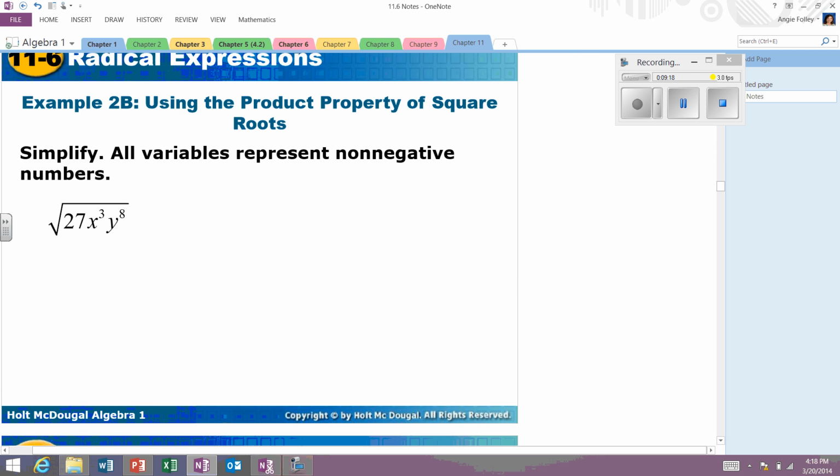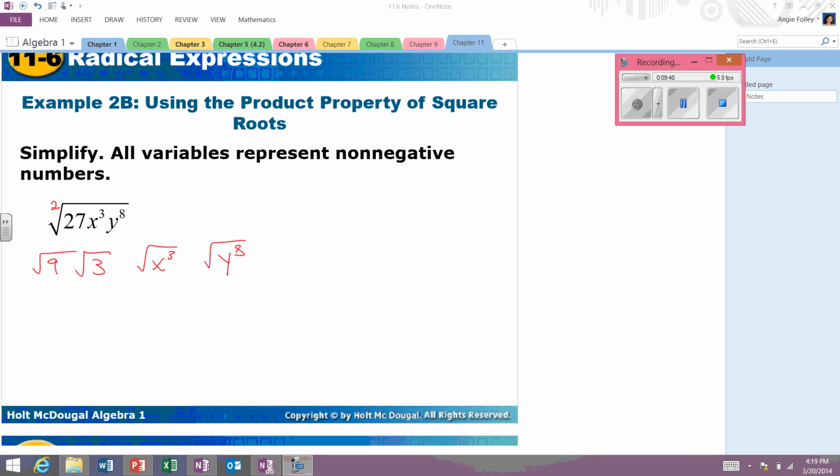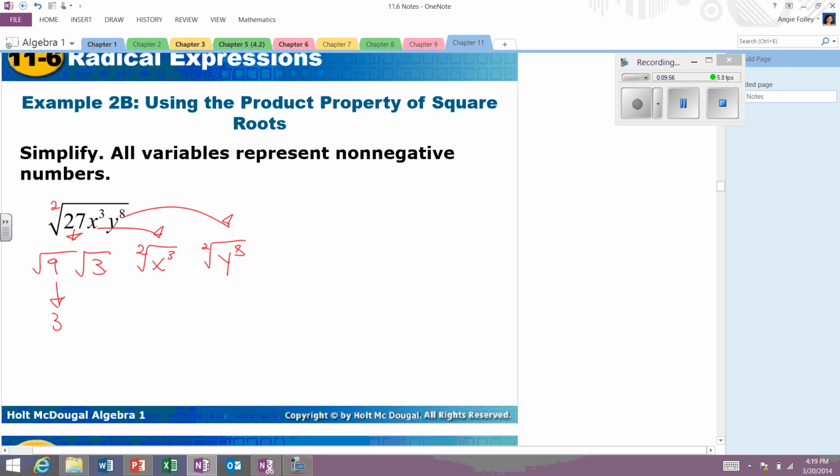Let me show you on this next one. Okay, so we know that we can rewrite the square root of 27 as the square root of 9 times the square root of 3, okay? With variables, there's a couple ways to think about this. Because we're taking the square root, we know there's a little 2 out there. So if I have the square root of x cubed, okay, so I've got a little 2 there, and y to the 8th, I basically just split all this stuff up. I can simplify the 9 into 3. The square root of 9 is 3. I can't simplify my 3.